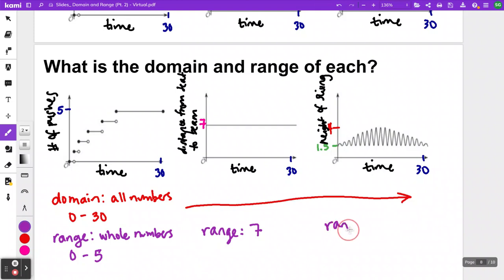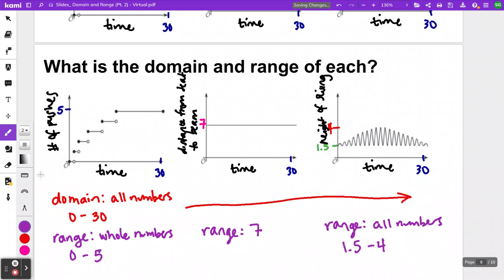For our final one, our range, we are describing all of the possible numbers for the height of the swing. When you're talking about the height of the swing, you can have fractions or decimals for your height. It could be 3.5 feet above the ground. So I'm not going to say whole numbers. I'm going to say all numbers. But it just can't be any number, right? Again, I see, looking at our graph, there's a minimum and a maximum. So our range, I'm going to say, is all numbers from 1.5 through 4.